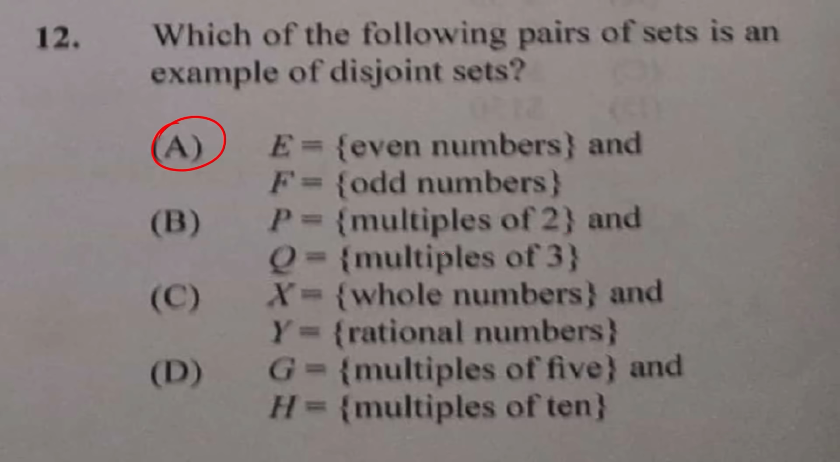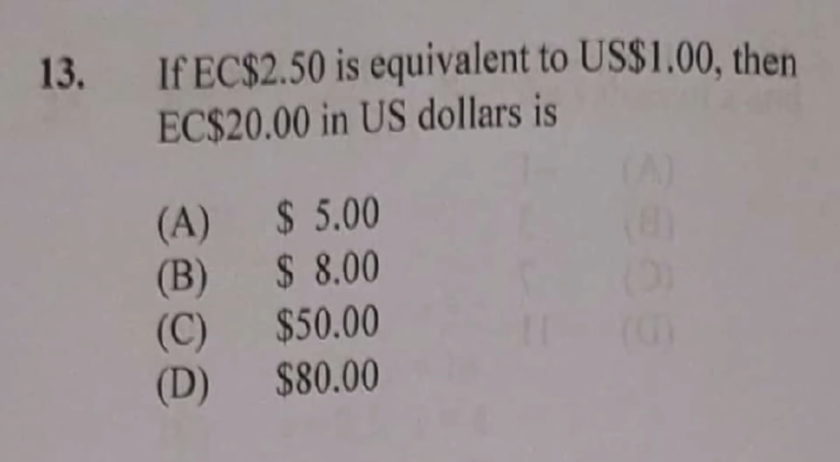Multiples of 2 and multiples of 3. Alright, could I have 6? Yes, 6 would be in both, so they intersect. Whole numbers and rational numbers. Yes, all whole numbers are rational numbers. Rational and irrational numbers. Multiples of 5 and 10 would intersect. So therefore, the answer for number 12 is going to be A, there are no even numbers that are odd numbers, to my knowledge.